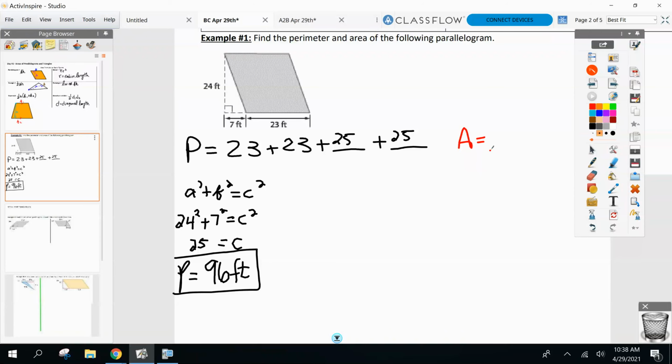Area, base times height. Remember what we said. Height is always perpendicular to the base. Everything you need is already there. You just have to select the correct values that represent the base and the height here. The base is perpendicular to the height. The base has to be a part of the actual parallelogram.